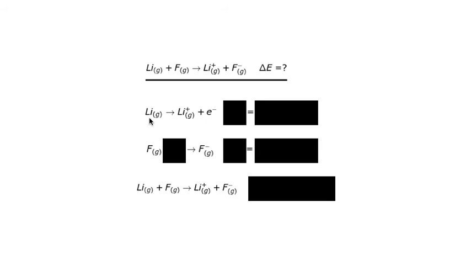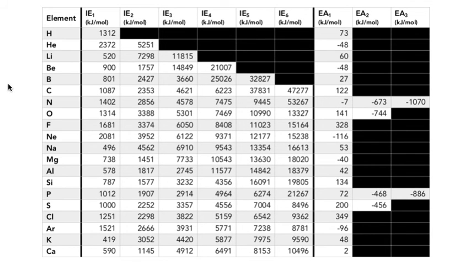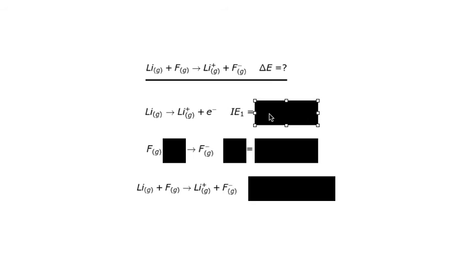And so this is the complete equation, and this is obviously associated with the ionization energy for lithium. In particular, we are focusing on the first ionization energy because it's the first electron that's being ionized. If I look at my reference sheet, under the first ionization energy for lithium, I have 520 kilojoules per mole required.